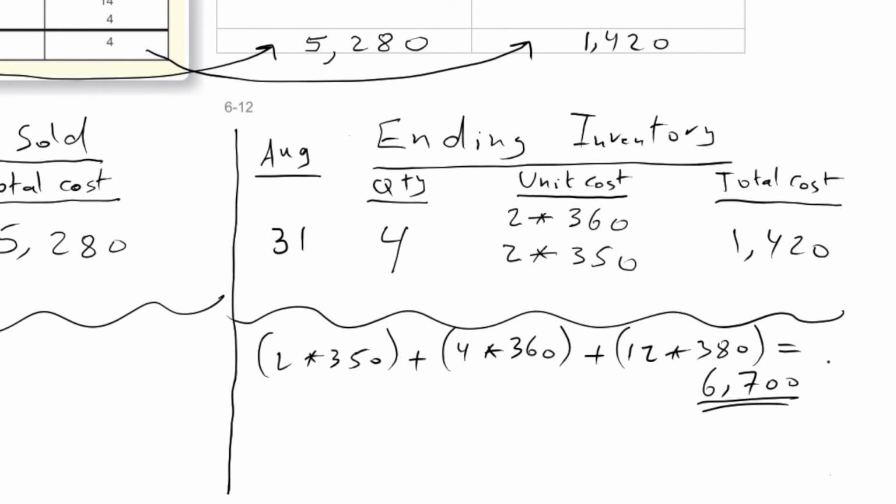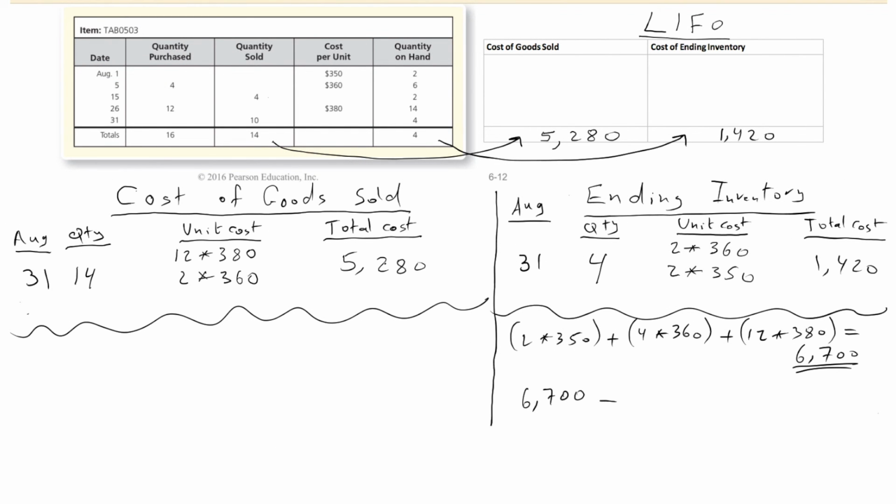So what's my alternative way to calculate my ending inventory? Well, take those 6,700 cost of goods available for sale and subtract your cost of goods sold, 5,280. That will give us $1,420 as well.